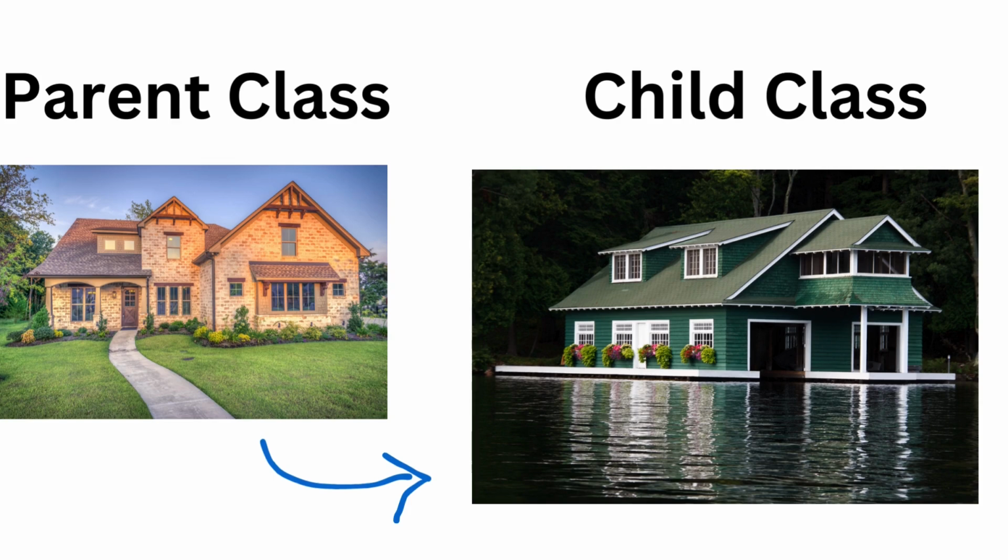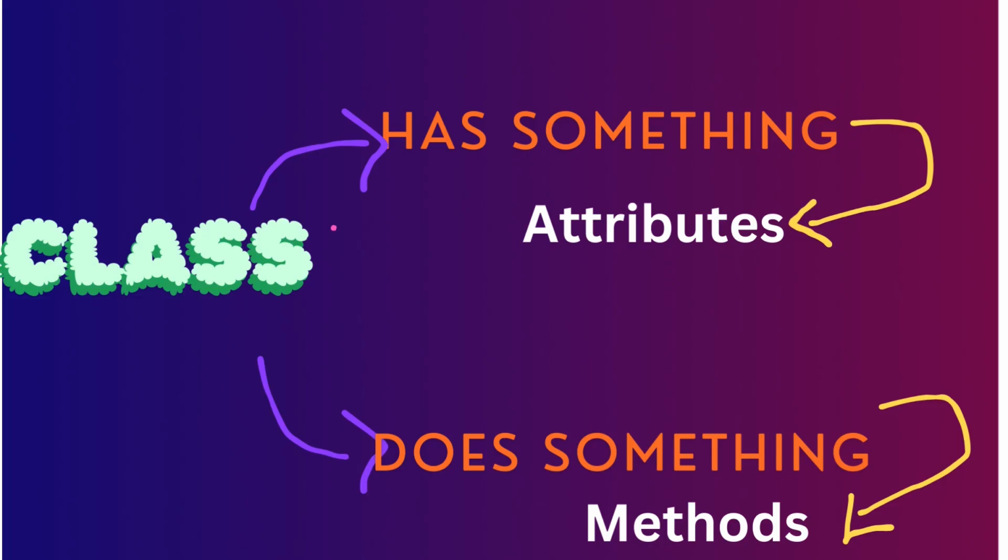Okay? So, the house has rooms or colors, something like that, right? That can be taken as attributes of the class. And what does the house provide you? It provides you and your family shelter, right? And as well the feeling of home, isn't it? So, all this could be taken as methods of the class. As we have already discussed, the class has something, which is called attributes, and the class does something, which is called methods, isn't it? So, from the above example, can you understand the concept of inheritance here?